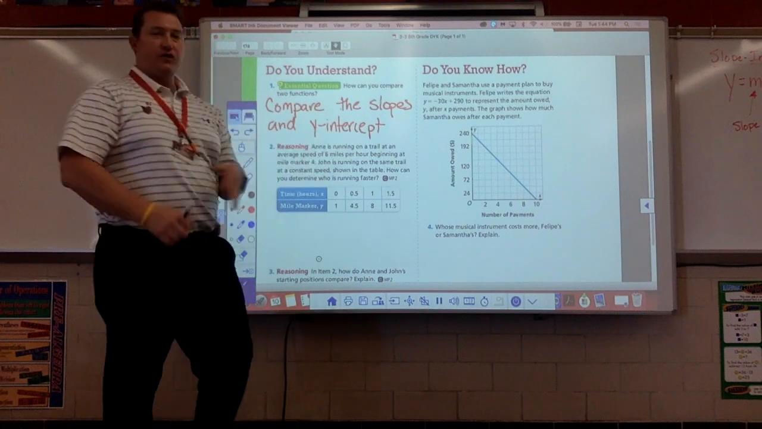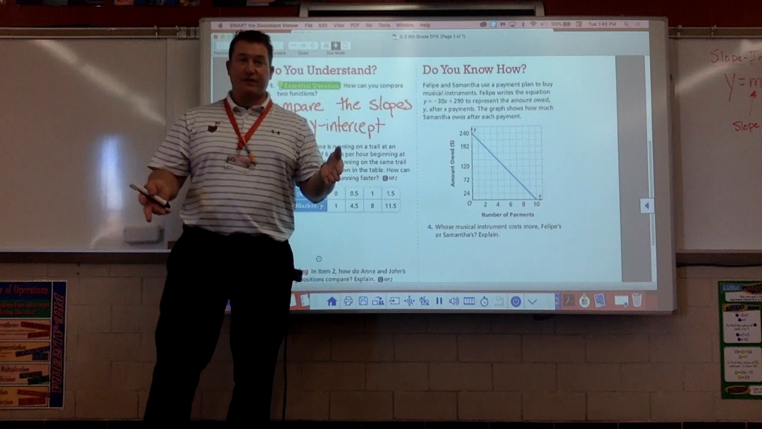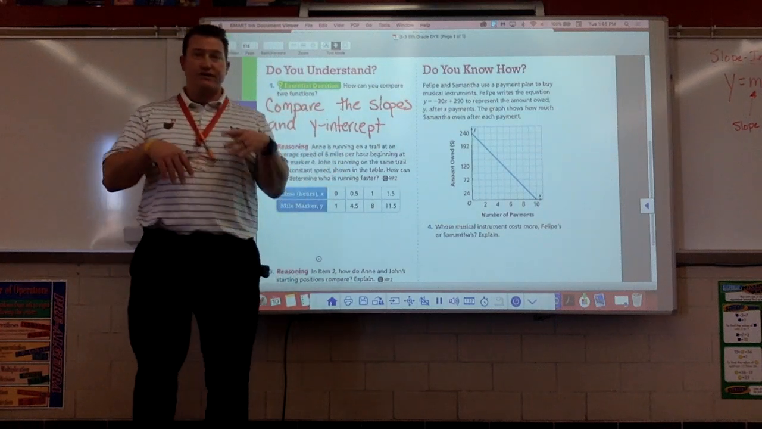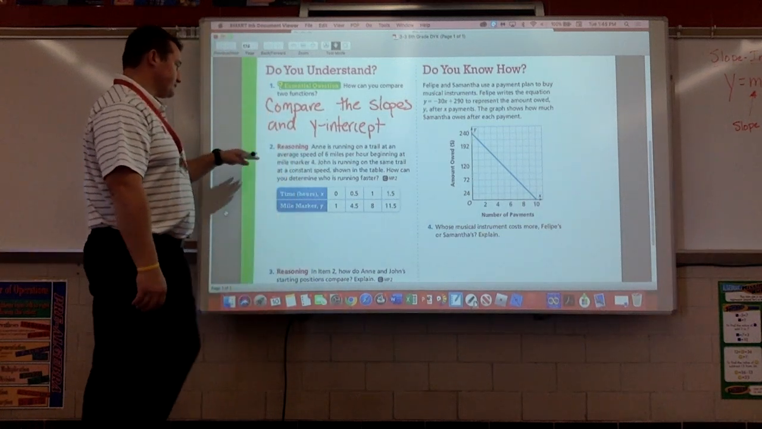Guys, you have to be able to understand slope is rate of change. Two different words that mean the same thing. Initial value is the y-intercept. Y-intercept is the initial value. Okay?